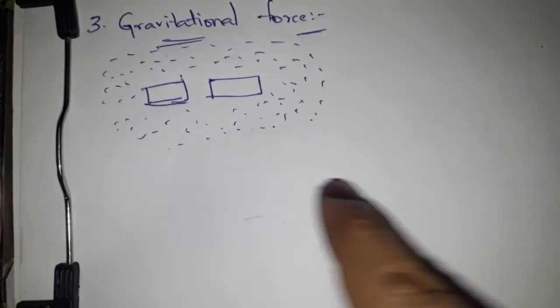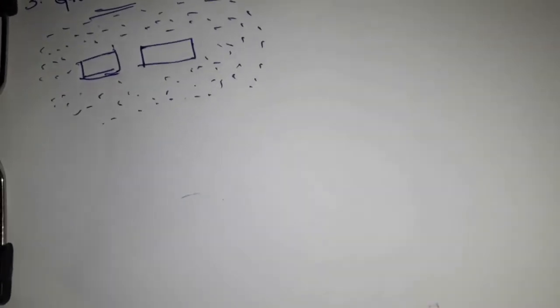Beneath this paper I have placed one magnet. Here I have not actually placed it, I'm just telling you, so you just have to imagine it. Below the table we place a magnet, and on the table we keep one paper. On this paper we dust all the waste particles of iron. Then slowly we will move this magnet here and there.